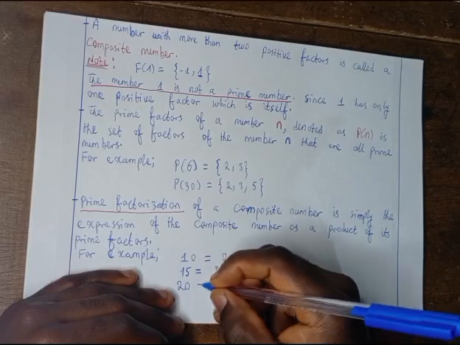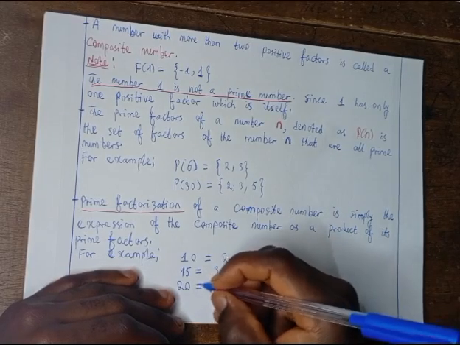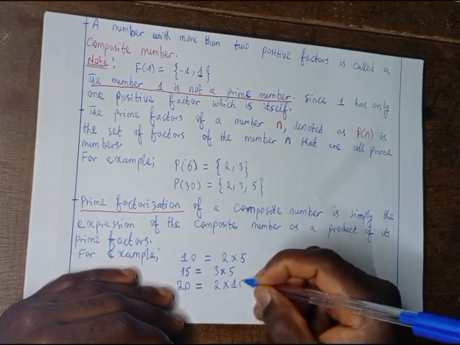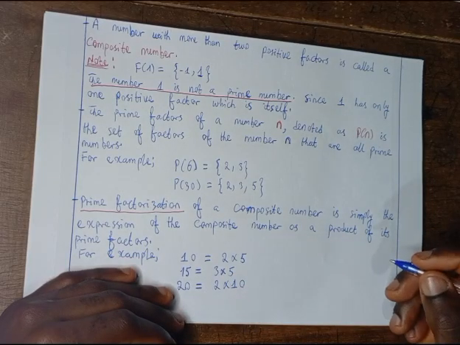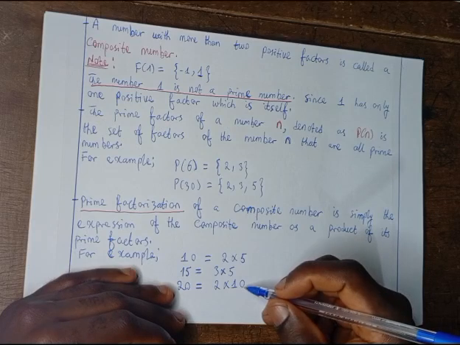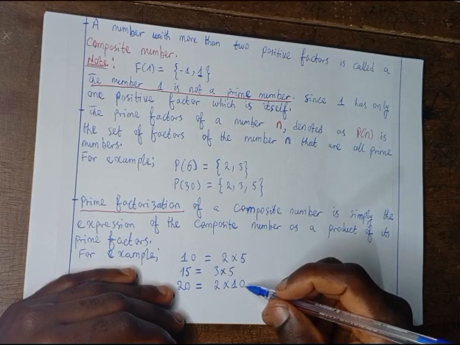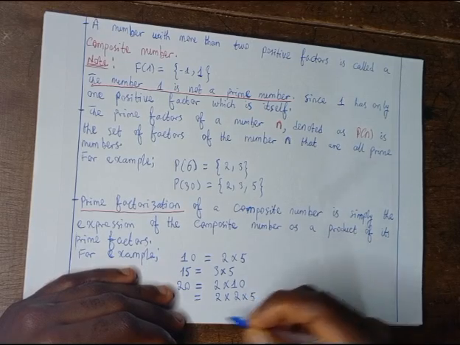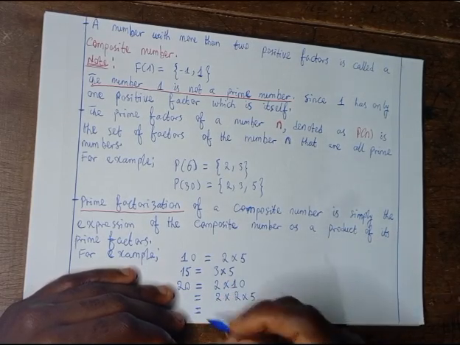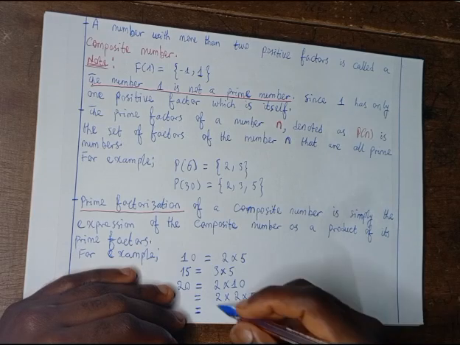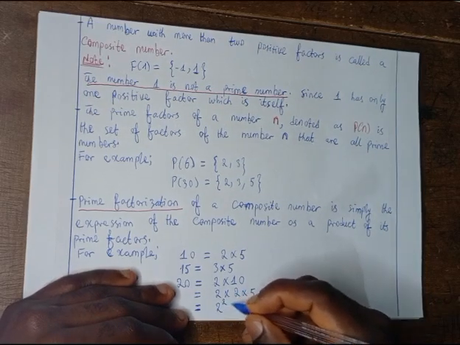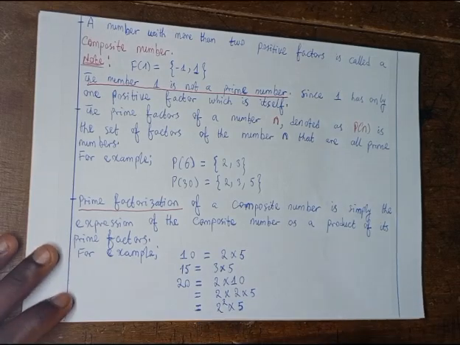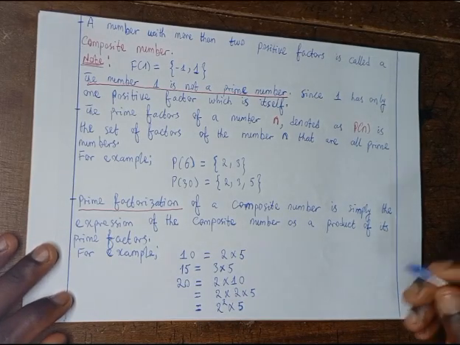Next, if we take the number 20, we divide 20 by 2, it gives us 10. 2 times 10. 10 is not a prime number. We can divide 10 by 2, it gives us 5. Write this down as 2 times 2 times 5. This will simply be the same as if we apply index forms here. This will give us 2 raised to the power 2 times 5. This is a prime factorization of the number 20.